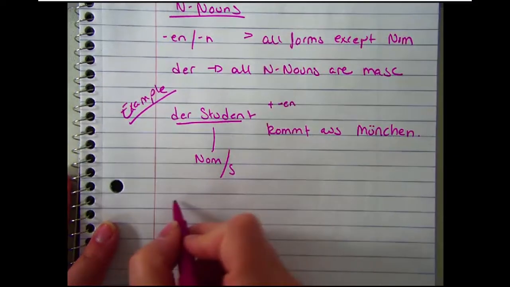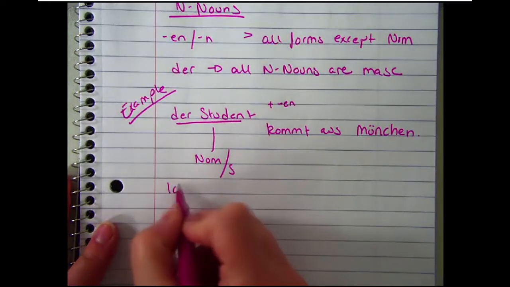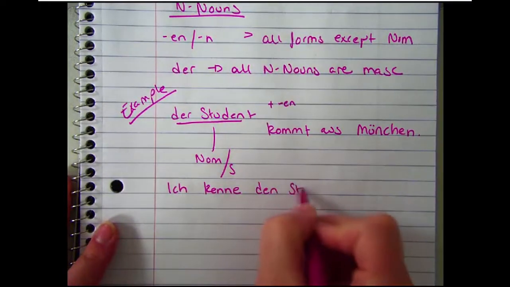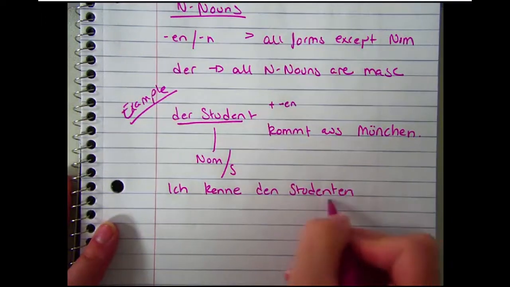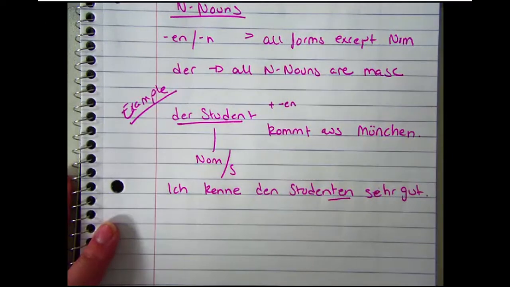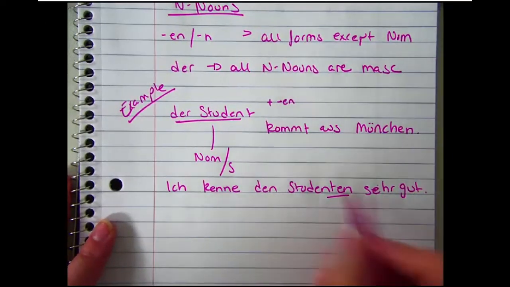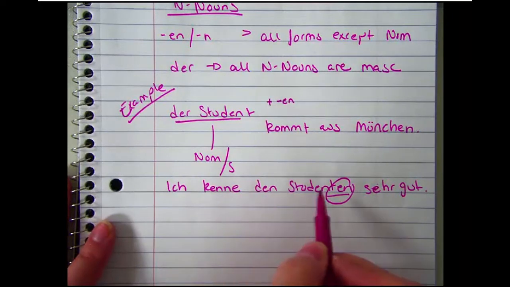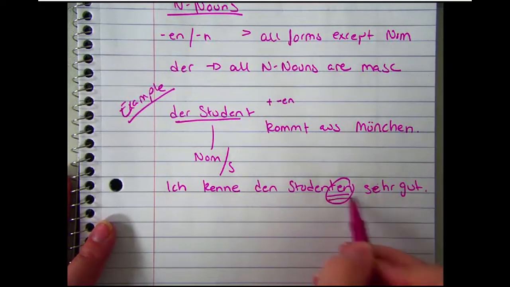So I'm going to say, ich kenne den Studenten. Sehr gut. So I know the student very well. So this looks exactly like the plural form, but I made it den, and that's because of the end noun status. So it gets that extra en.